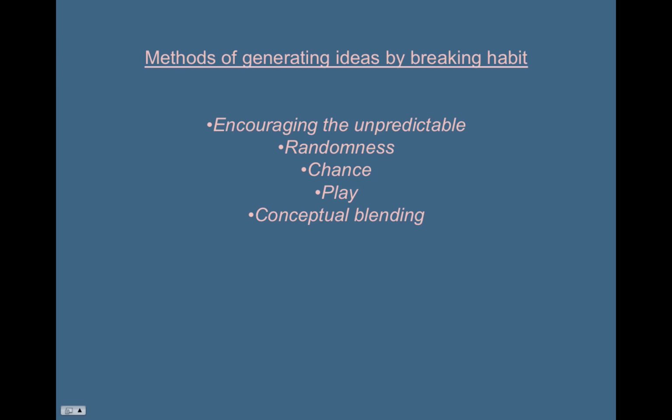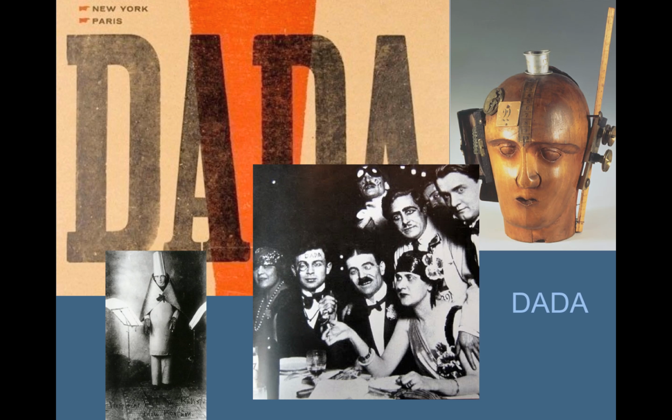Other ways of doing this are techniques that we're going to be exploring throughout the course, such as randomness, chance, play, and conceptual blending. But there are also techniques that have been explored. The 20th century was notorious for the development of looking at ways of coming up with ideas and ways of questioning assumptions about what is and what is not art. And one of the leading art movements in this respect was something called Dada, which emerged right after World War I. And this was an art movement that composed visual artists, musicians, poets, writers, and their whole idea was multifaceted.